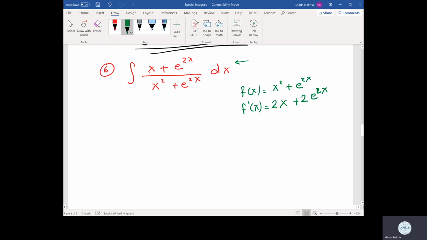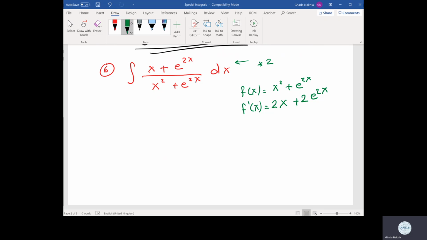Right, now I need to take a look at the top. Is the top 2x plus 2e to the 2x? Is it? And the answer is no, not really. So what do I actually do? I want it to be 2x plus 2e to the 2x. What do I need to do? I need to multiply by 2.